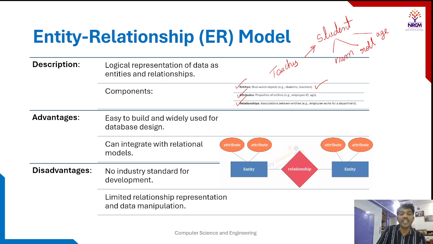And coming to the advantages, it's easy to build and widely used for database design. Please notice the database designing part, right? It gives a visual representation of a database. And it is integrated with the relational model. Yes, right? We are going to convert the ER diagram to the relational model. The disadvantages are no industry standards for development and limited relationship representation. There are only two relations, like association and aggregation relations. We'll see them in detail in future lectures.